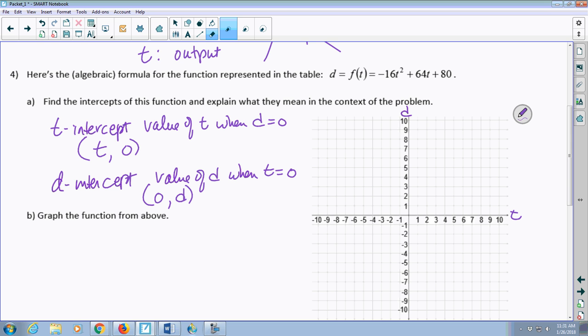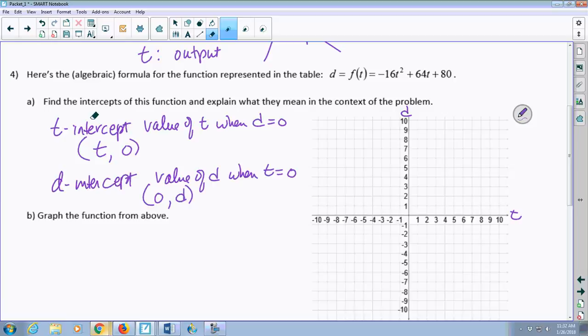I think I might have said that backwards. We're trying to find the value of t when d is 0, and the value of d when t is 0. It sounds the same because it's T and D. I should have used 2 different letters, huh? Okay, so I think a lot of you know how to do this. I mean, you've probably started practicing this a long time ago. So what's going to be the D-intercept? That's the easiest one to find. What's the D-intercept?